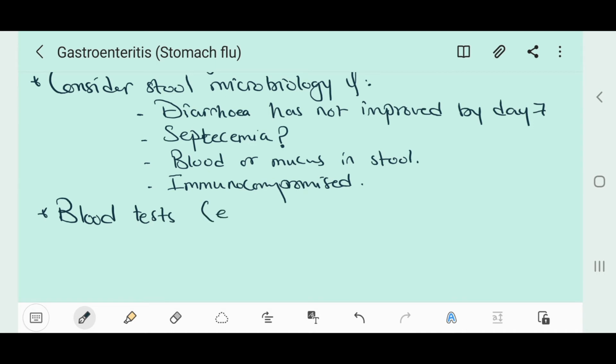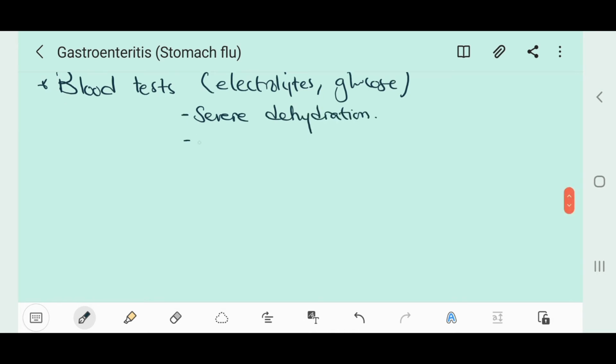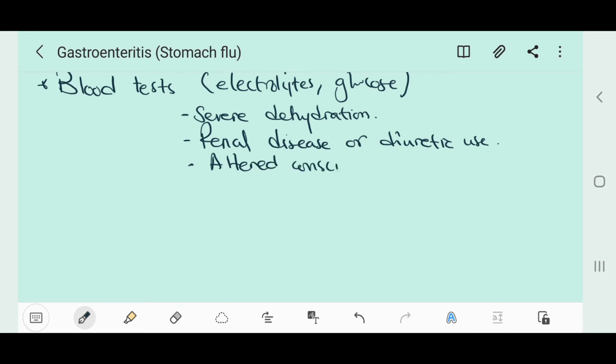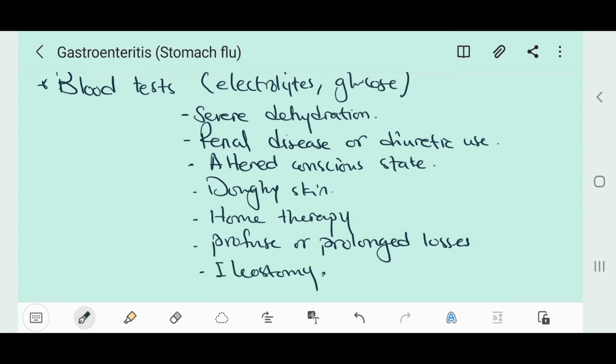As for blood tests such as electrolytes and glucose, they are not necessary in simple gastroenteritis, but are required for children with severe dehydration, renal disease or diuretic use, altered conscious state, doughy skin suggesting hypernatremia, home therapy with excessive hypertonic or excessive hypotonic solutions, profuse or prolonged losses, and ileostomy.